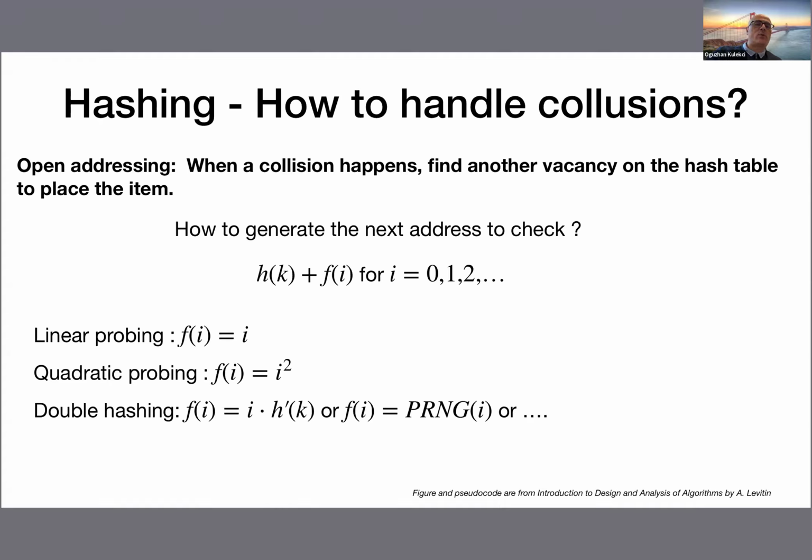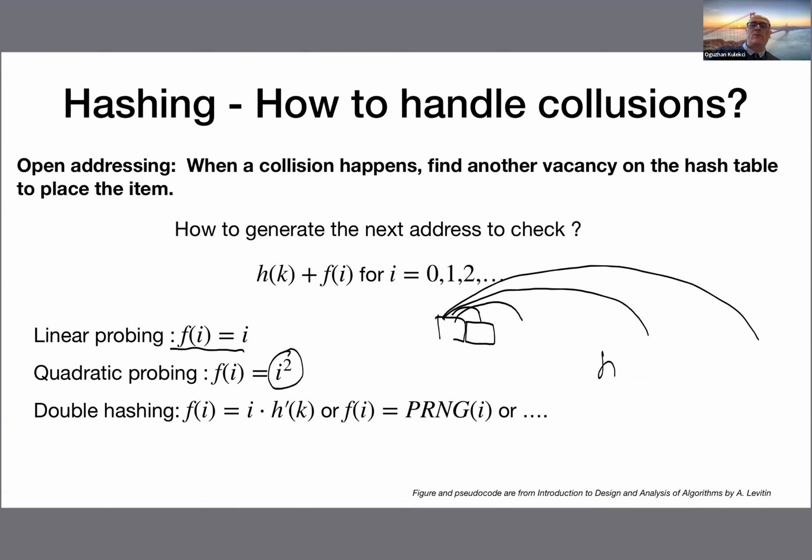Then there is quadratic probing. Same story, but instead of checking just the next cell, I will take longer steps with i squared. Initially, I will check HK, and if this is occupied, I will check HK plus 1. If it is occupied, I will check plus 4, and then plus 9, and then plus 25. You see, you are checking more distant positions.